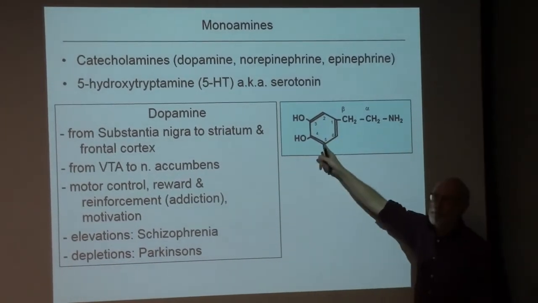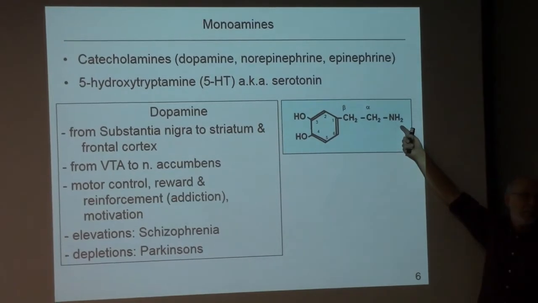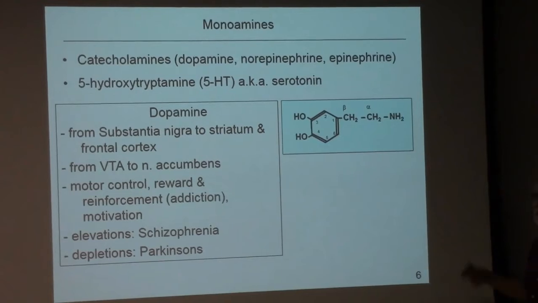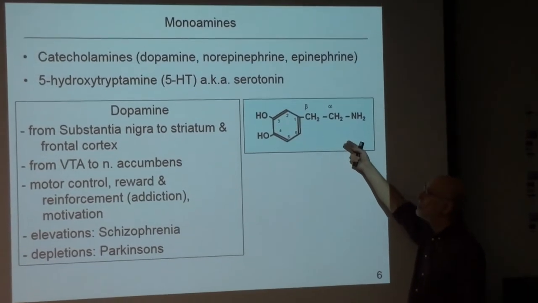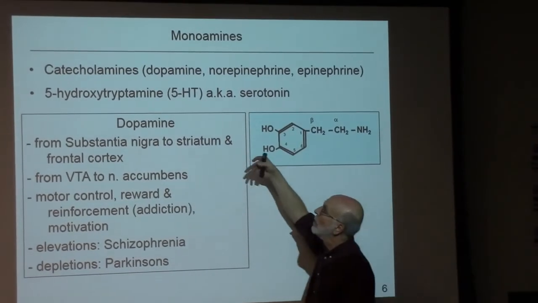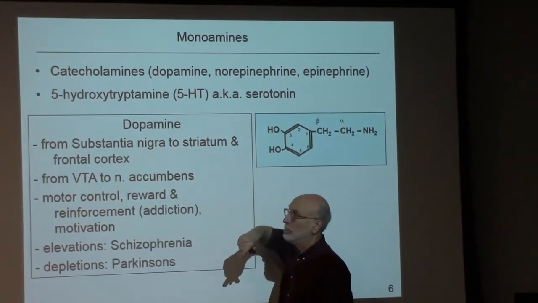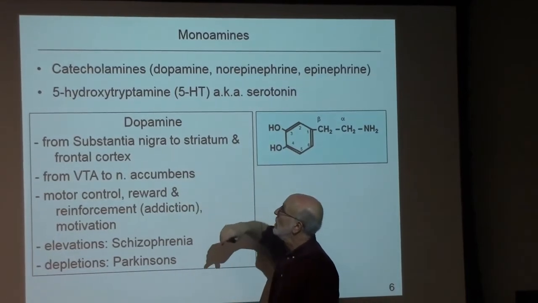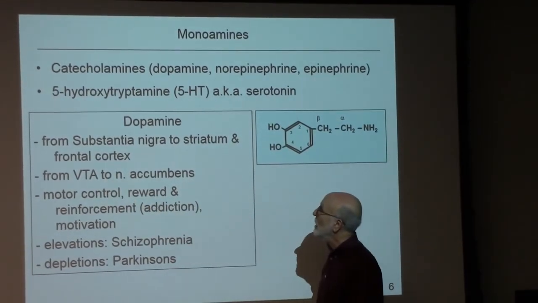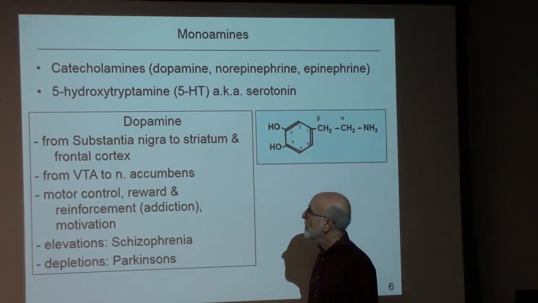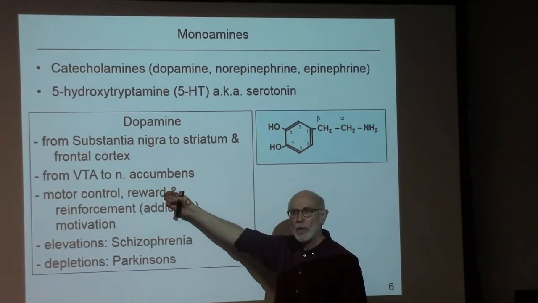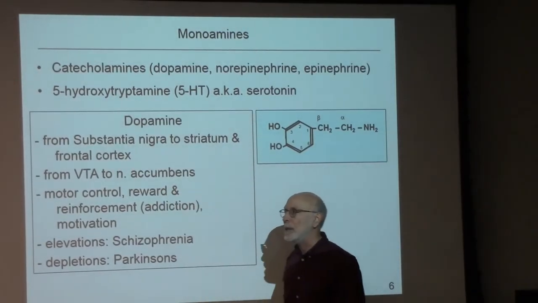This is the catechol group, and this is an amine. Chemistry. Your favorite. So, catecholamines have this general structure. Dopamine is a catecholamine. You already know that. I've mentioned the substantia nigra. I've mentioned the VTA. I've mentioned that it's important for motor control and for reward. So this is just reinforcing, letting me use the language again and again.